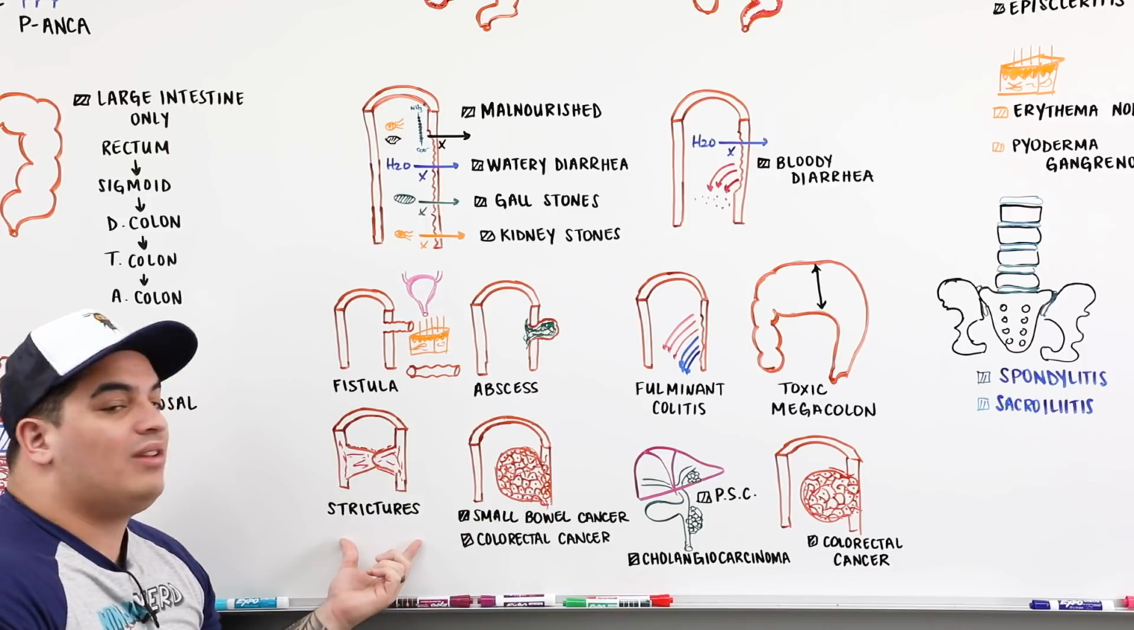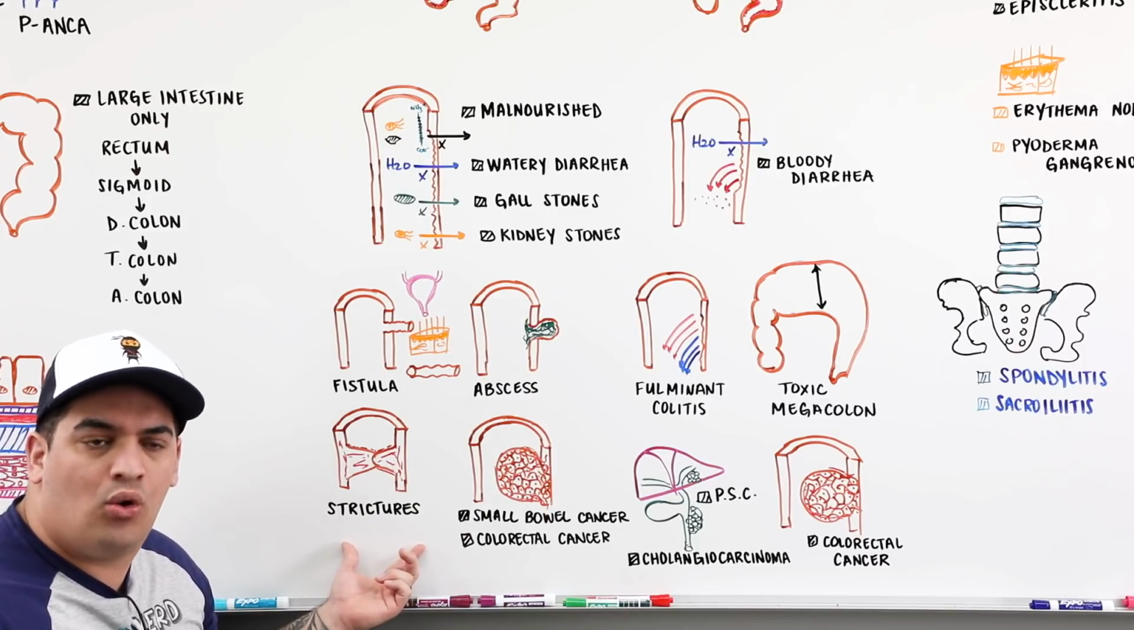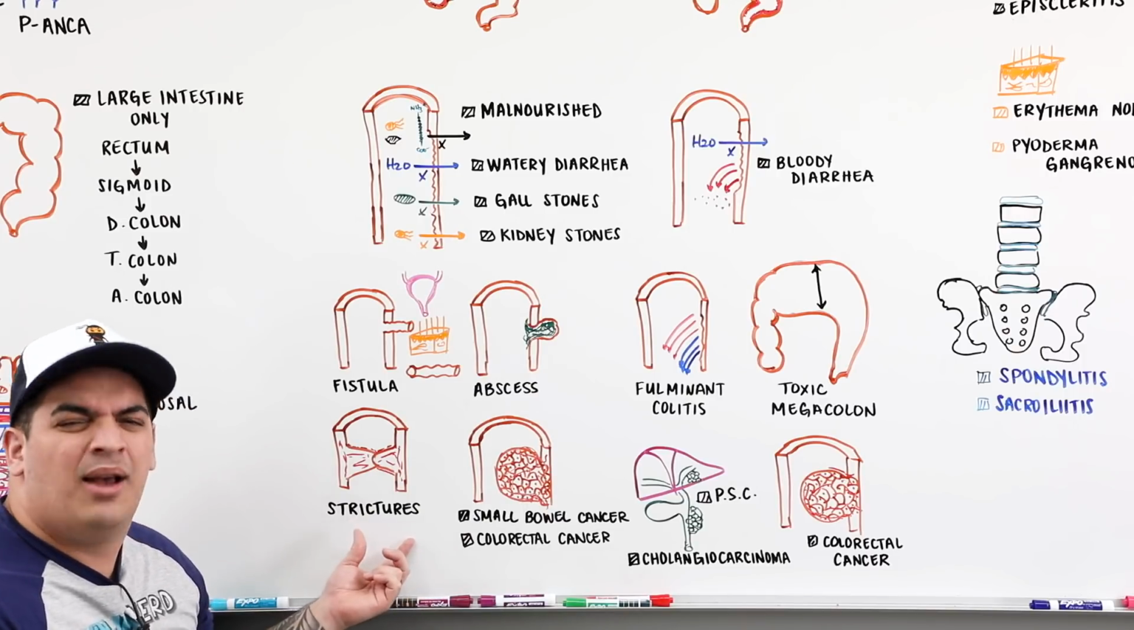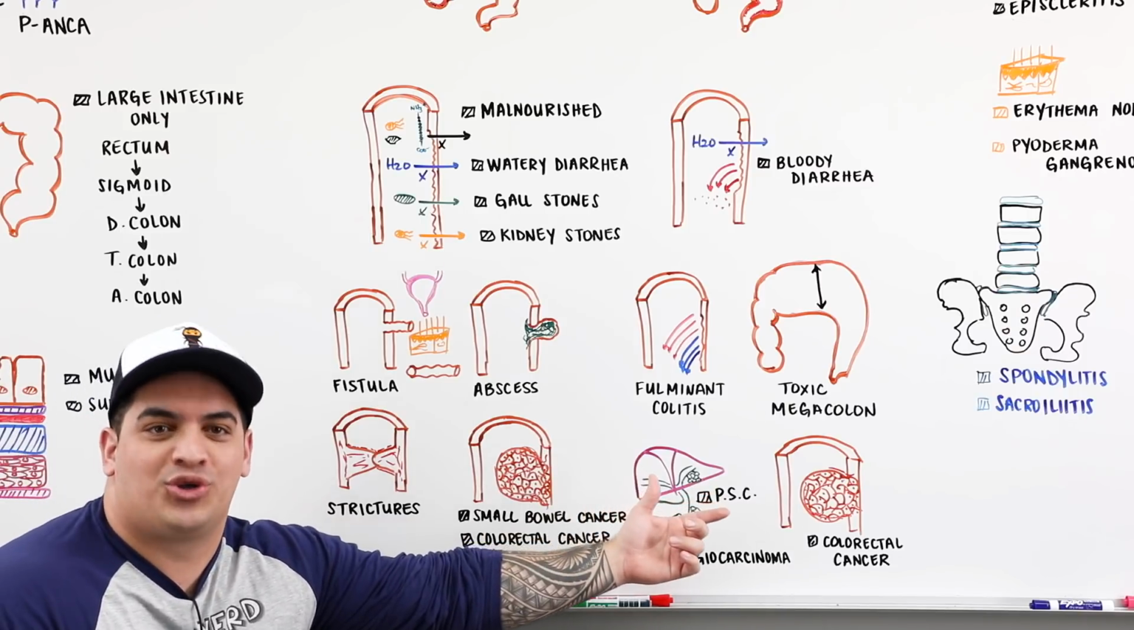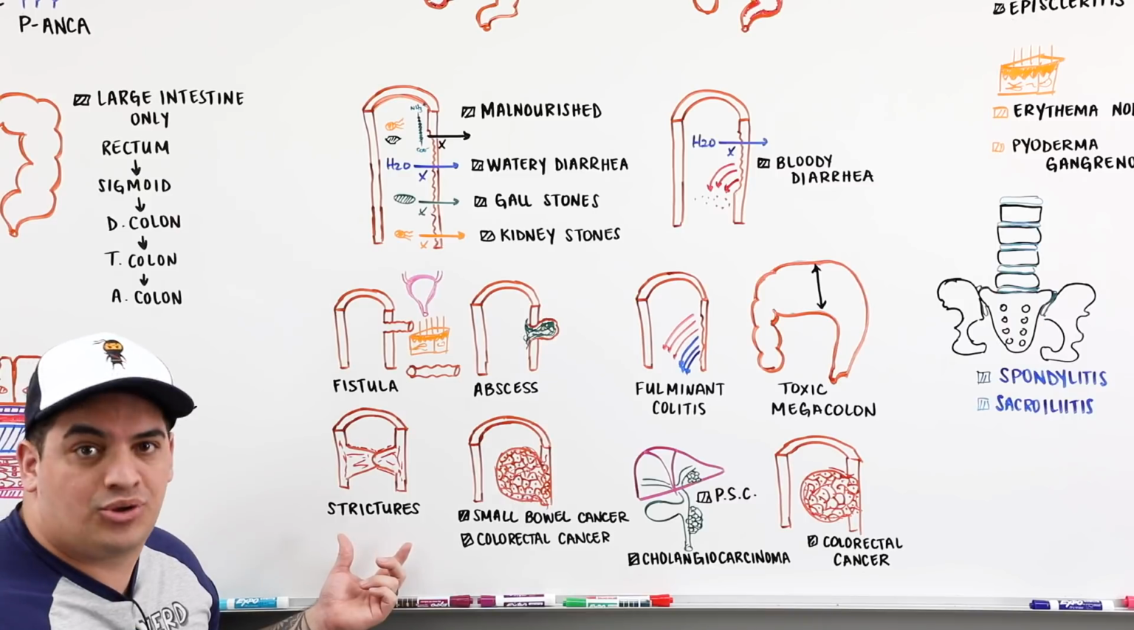Last but not least, you're more likely to see strictures, particularly involving parts of the small bowel and the right side of the colon, in patients with Crohn's disease, more so than you would in ulcerative colitis. And what's the problem with strictures? They increase the risk of bowel obstructions.